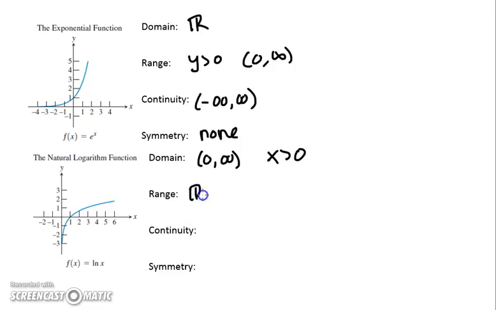The range is going to be all real numbers, and if you think about the relationship between exponentials and logs from last year, they are inverses of each other, so you switch the x and the y's, which means we can switch the domain and range. So domain here was all real numbers, range here is all real numbers. 0 to infinity for the range, 0 to infinity for the domain. This is going to be continuous over its entire domain. So from 0 to infinity, this thing's continuous, and it does not have any symmetry.